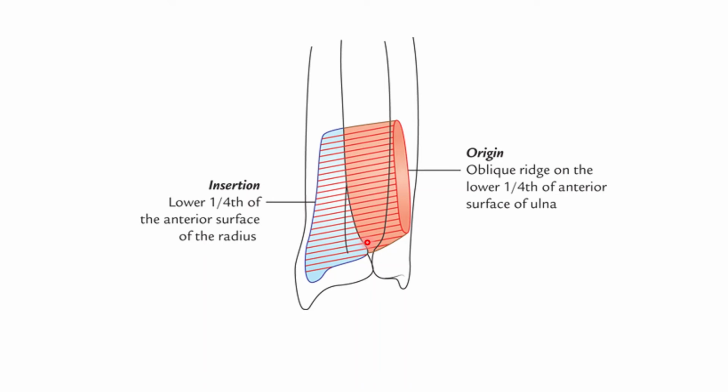So this is about the attachment of the muscle pronator quadratus. The pronator quadratus mainly brings about the pronation of the forearm.